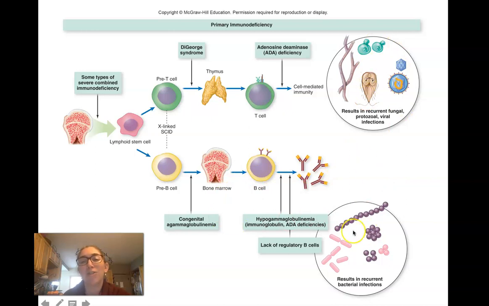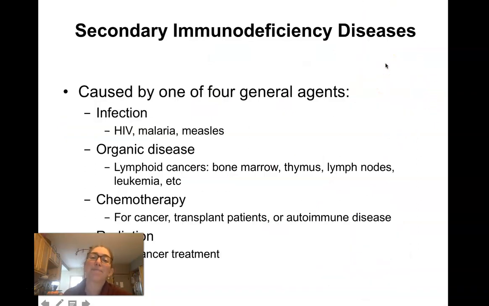And this shows you which types of infections you're more prone to in each scenario. If you don't have B cells, you're much more prone to bacterial infections. If you don't have T cells, you're going to be more prone to fungal and viral infections.